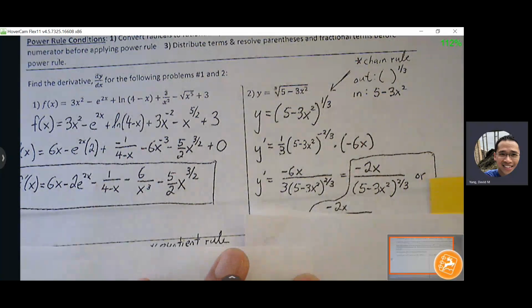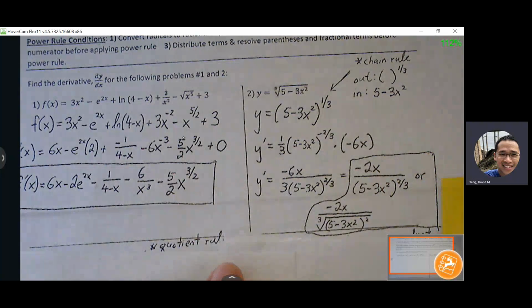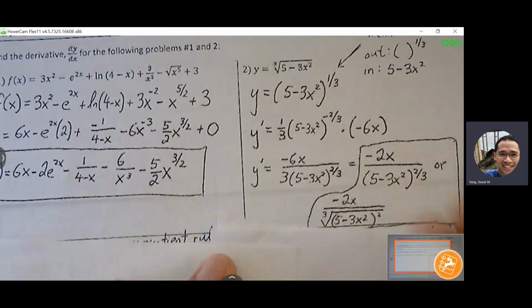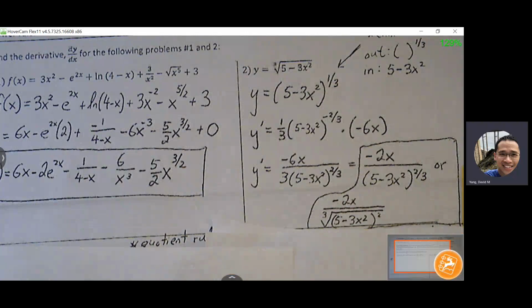Put it all under one fraction. A lot of different variations. Any of the variations are fine, but just be aware how to get to these variations, because on AP exam, if it's a multiple choice question, you have to find the form that matches the correct choice, right? Correct answer choice.